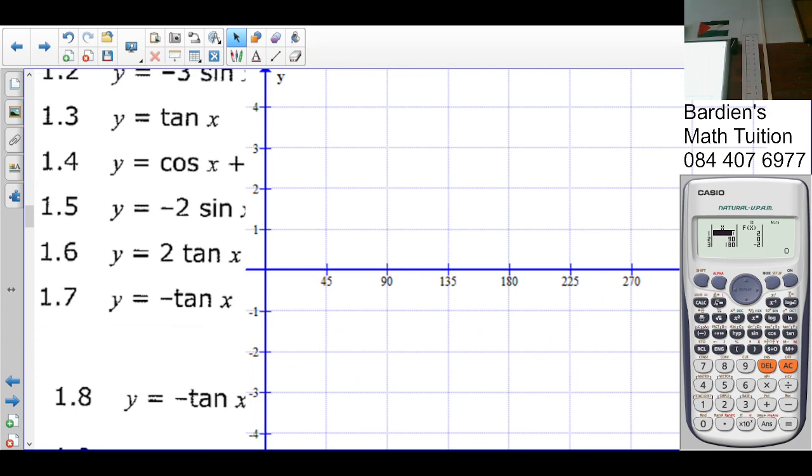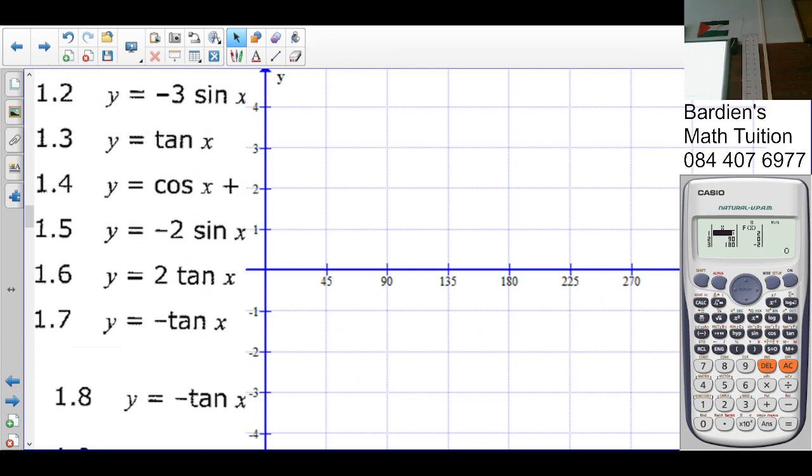The next graph, 1.2, negative 3 sin x. Again, mode 7, negative 3 sin x. Alpha x, equals, we don't have a g of x. We're going to start at 0, we're going to end at 360 and steps of 90.